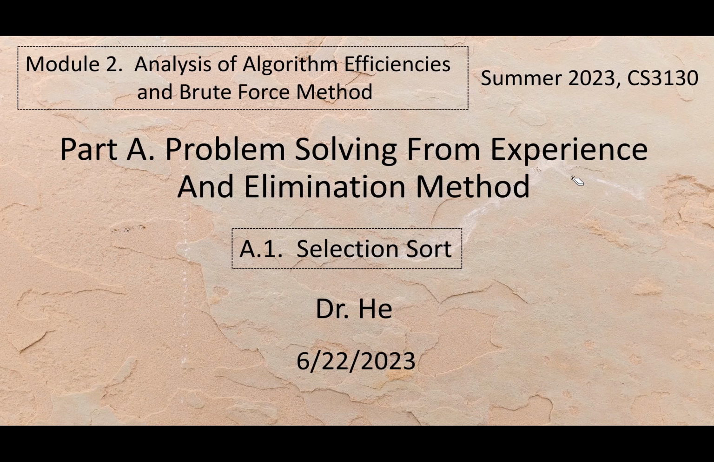Module 2, analysis of algorithm efficiencies and the brute force method. Two parts. First, part A. Actually, we have part A, B, C, D. Today we cover part A and part B. Next time, part C and part D. Okay. Part A, problem solving from experience and elimination method.